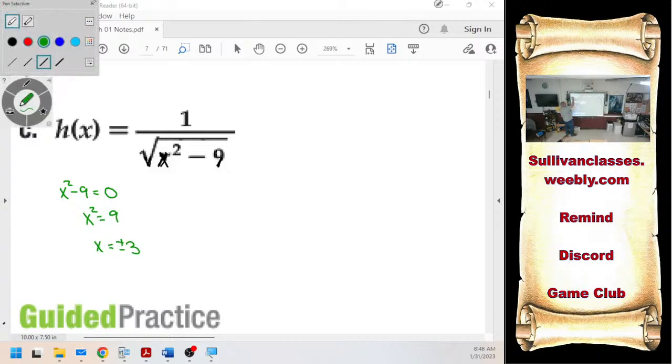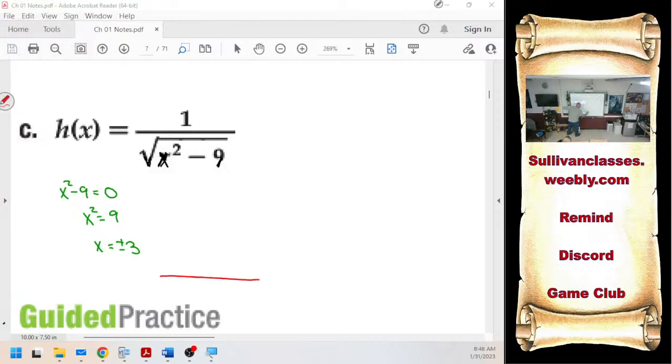This is where that number line comes in handy. At -3 and +3. What happens to this thing if I put -3 into the equation? -3 squared is 9. 9 minus 9. Can I take square root of 0? I can, but I can't divide by 0. So I'm going to put an open circle on these guys.